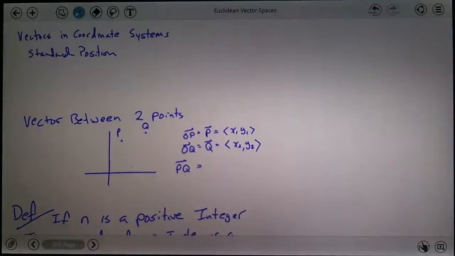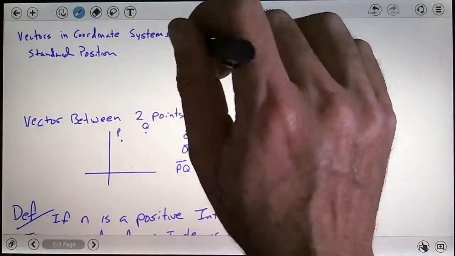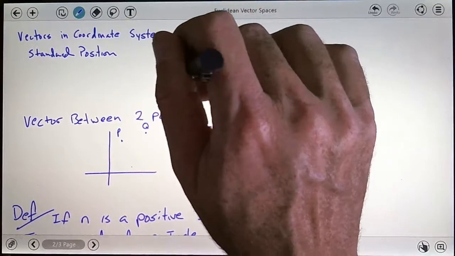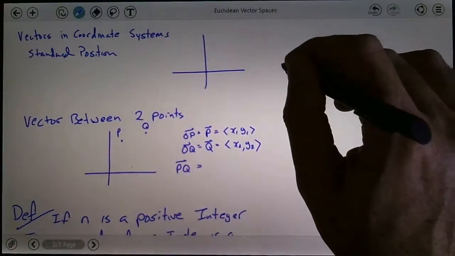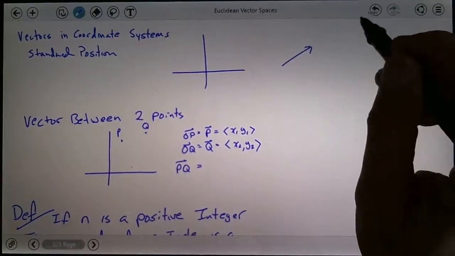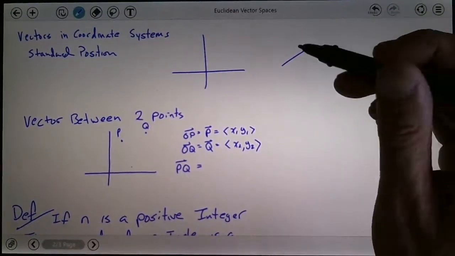In this video, we want to take a look at vectors in a different light. We think of them more as algebraic objects, and we do that by sticking them on a coordinate system. So if I'm just in the plane, with my standard coordinate system here, take any vector, and we're going to put it in what's called standard position.